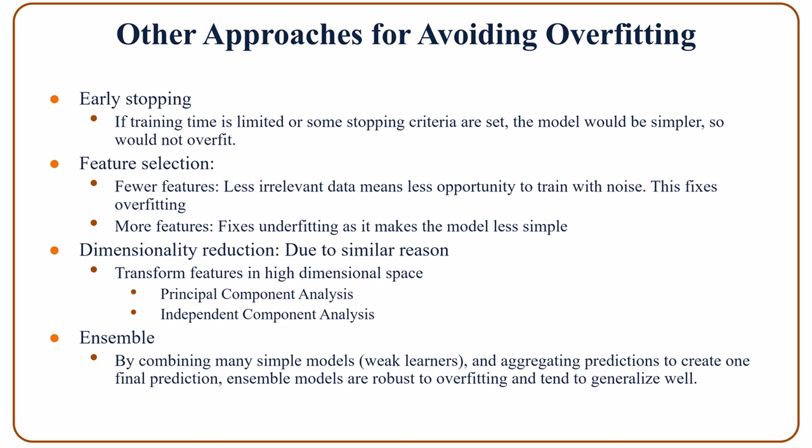Finally, we can use the ensemble method. In the ensemble method, we combine many simple models called weak learners and aggregate predictions to create the final prediction. So this way, the models are robust for avoiding overfitting, and they generalize very well.